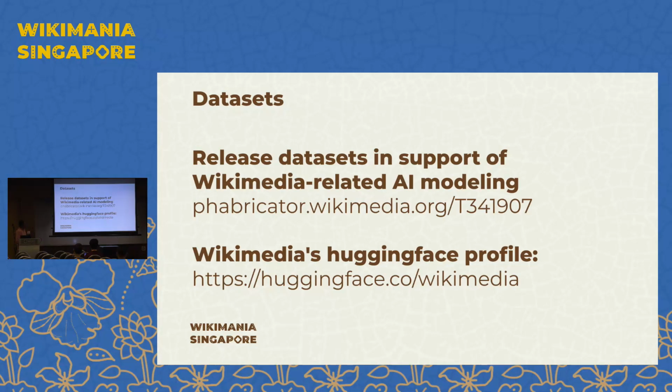I will go to data sets because data sets are the core of any machine learning. It's the first part, and the second part is the software that uses this data set and trains on it. Wikipedia is already used in so many places. Large language models use Wikipedia as training data, but we were also releasing some data sets that are maybe useful for various purposes.